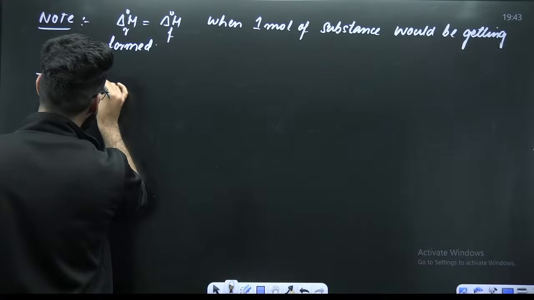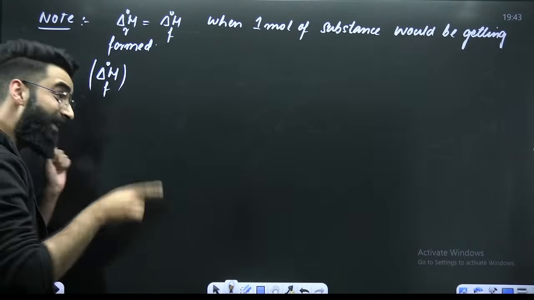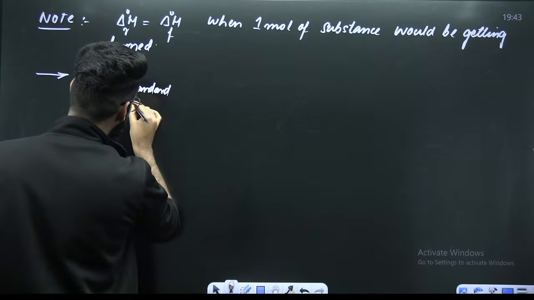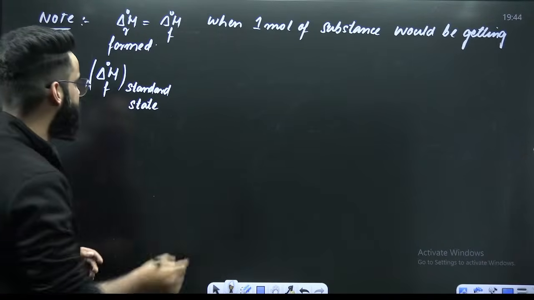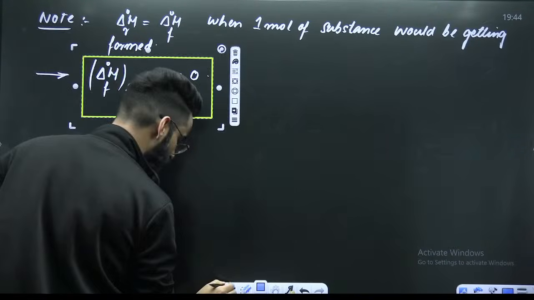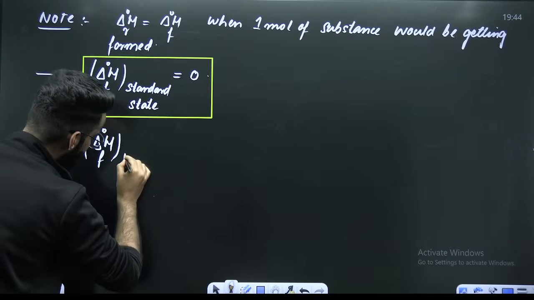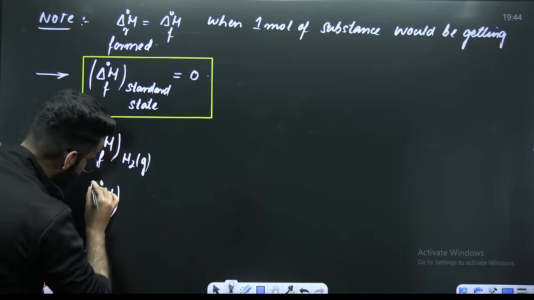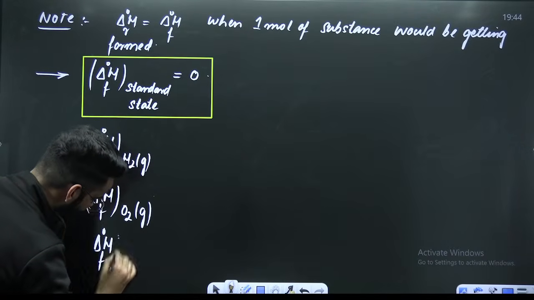Do remember the standard enthalpy of formation. The standard enthalpy of formation of an element present in its standard state is taken as 0. This is one more thing which you have to remember. What is meant by that? For example, I'm writing the standard enthalpy of formation of H2 gas. For example, the standard enthalpy of formation of O2 gas. For example, the standard enthalpy of formation of graphite.